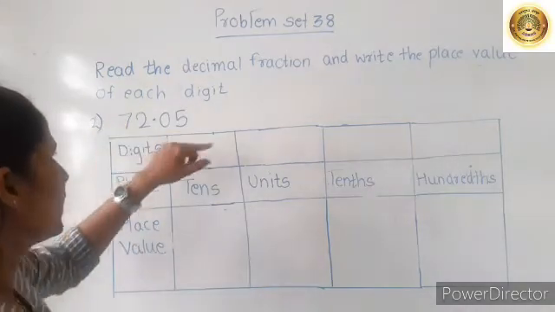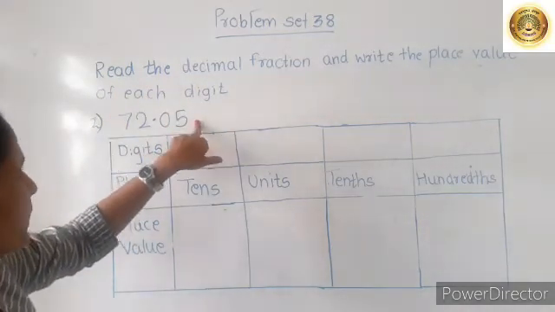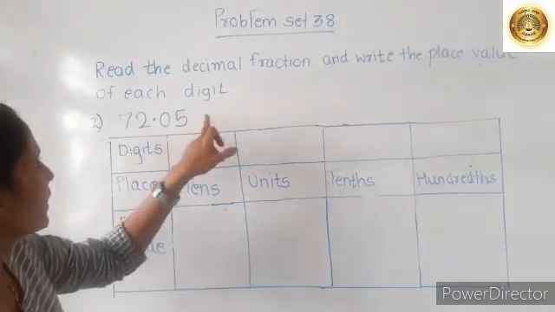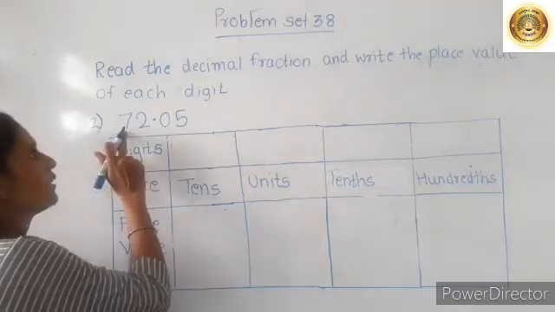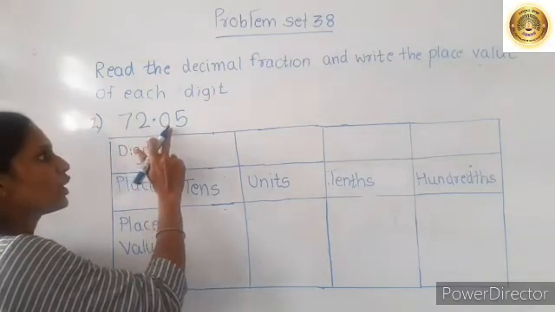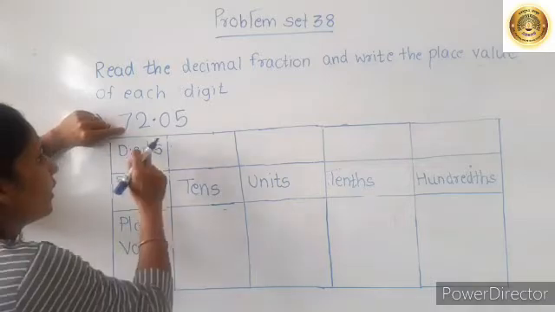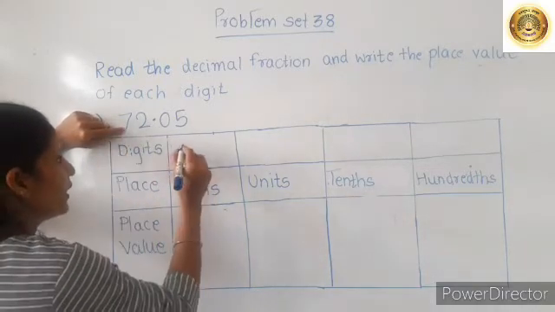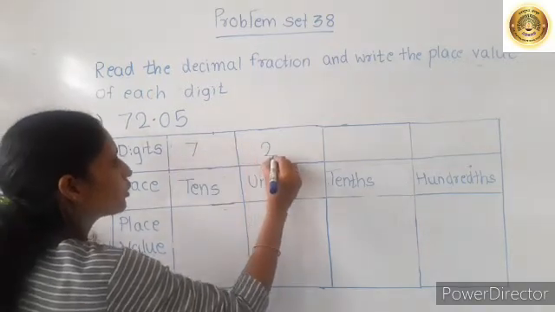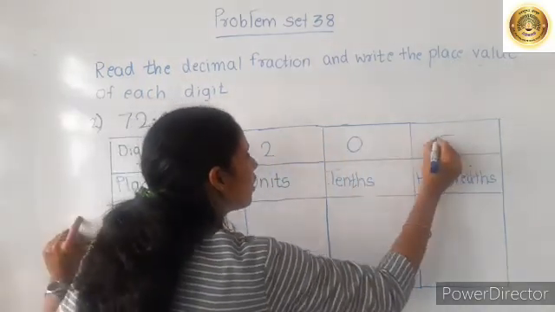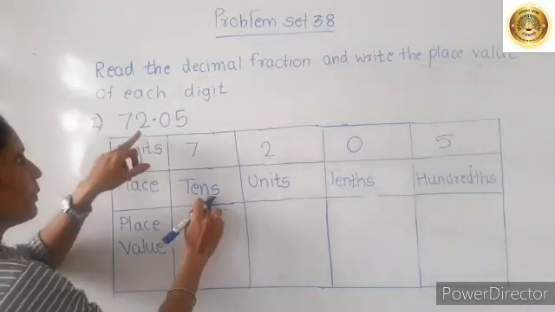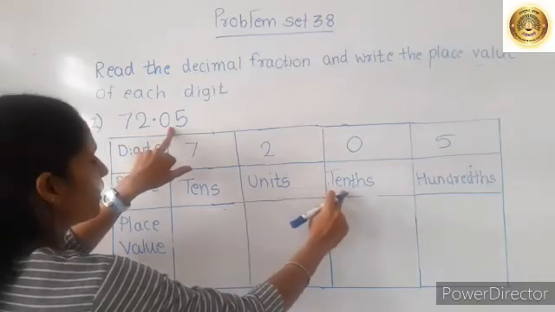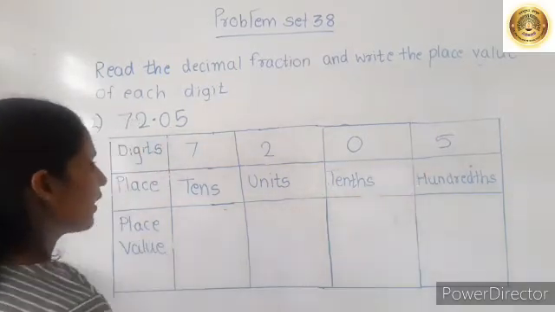Second example. Here they have given the decimal fraction and we have to find the place value. Now how will you read this decimal fraction? 72.05. Now here after the decimal point you need tenths. So 7, 2, 0, 5. So 7 is in the tens place, 2 is in the units place. After the decimal point 0 is in the tenths place and 5 is in the hundredths place.